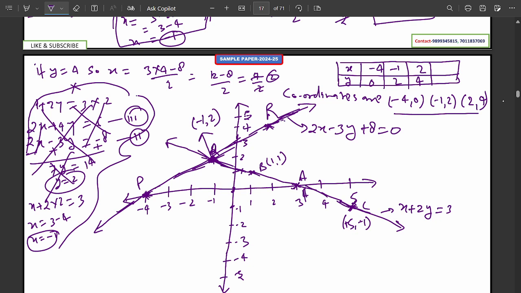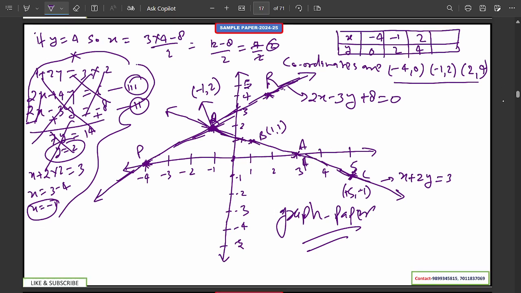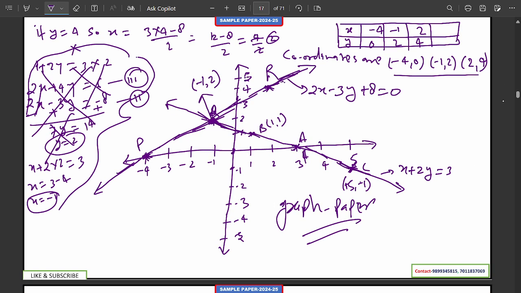You can draw this only on the graph paper, so that you can easily draw the straight line, and you can easily understand all the coordinates. This is basically only for the explanation point of view, so you can easily understand how we plot the graph. And with the help of this method, we can write the value of x and y.